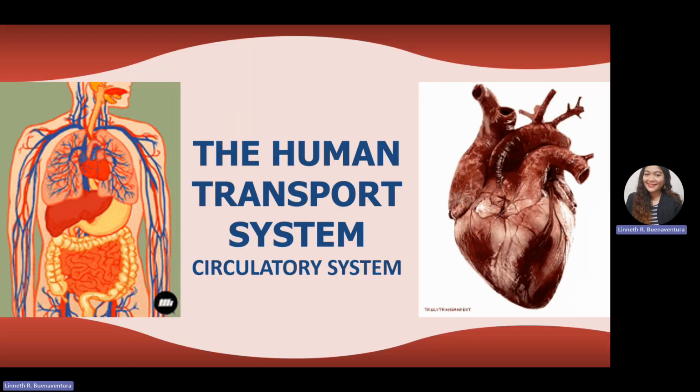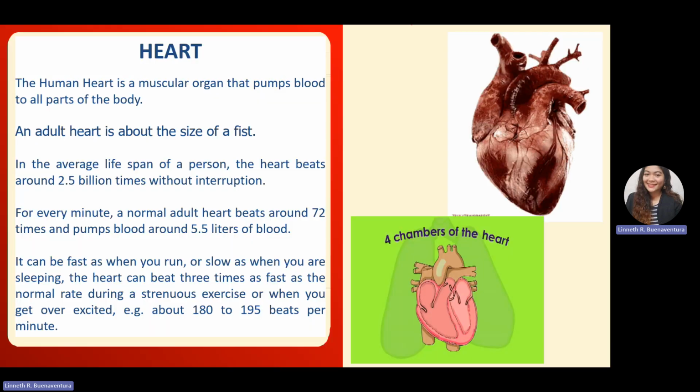So let's start with the human transport system, which is the circulatory system. The first organ is the heart. The human heart is a muscular organ that pumps blood to all parts of the body. The adult heart is about the size of your fist.